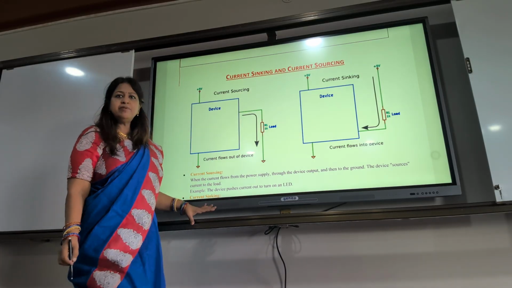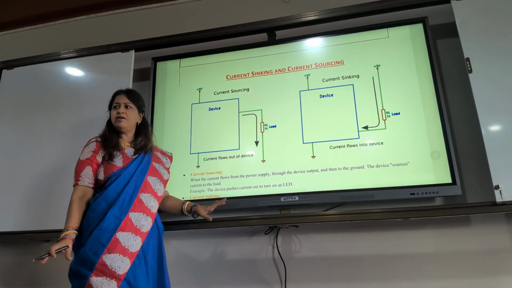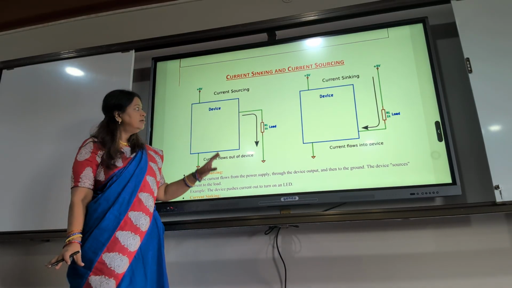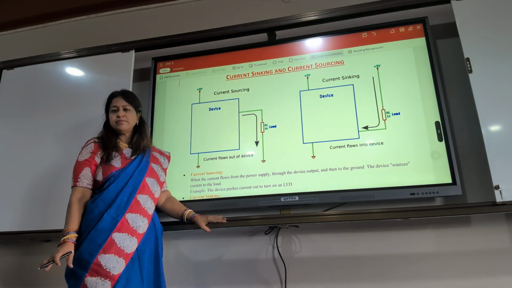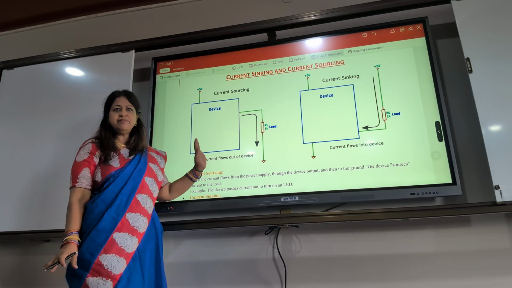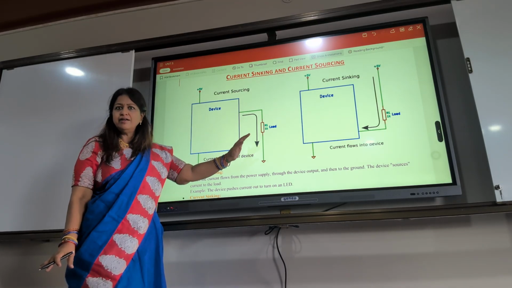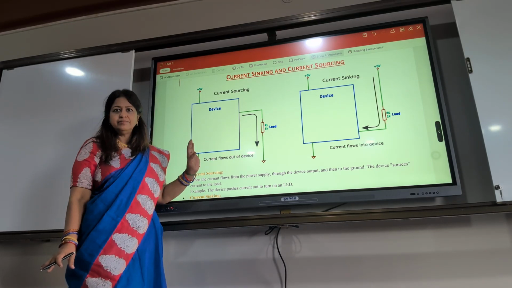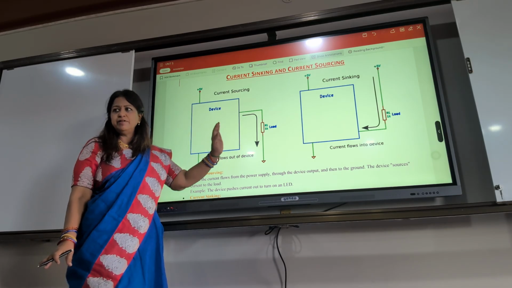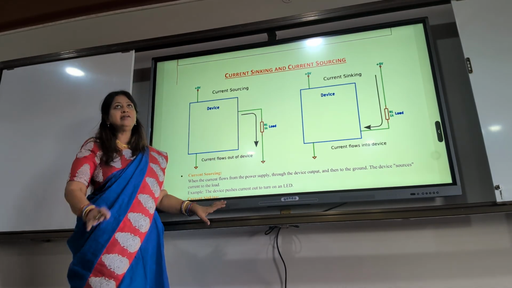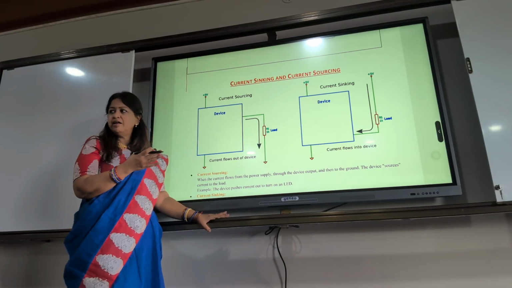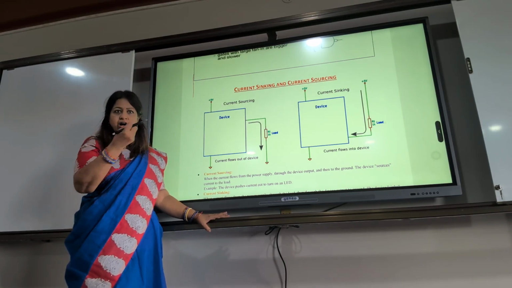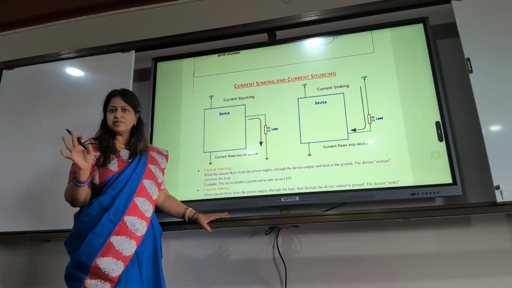So current sourcing is, for any circuit, you have a device and a load. Device will drive the load. Some electrical circuit is there, these are loads. Fan, light, they are all loads. It will draw current and it will function.